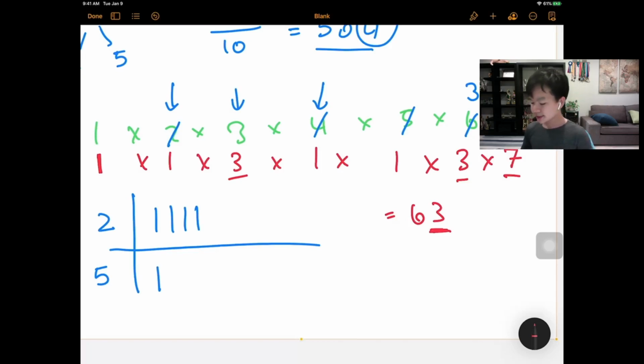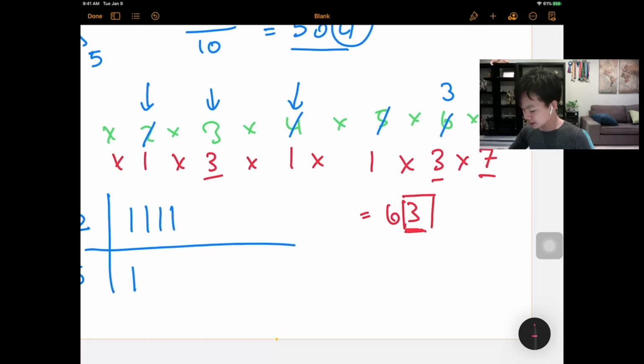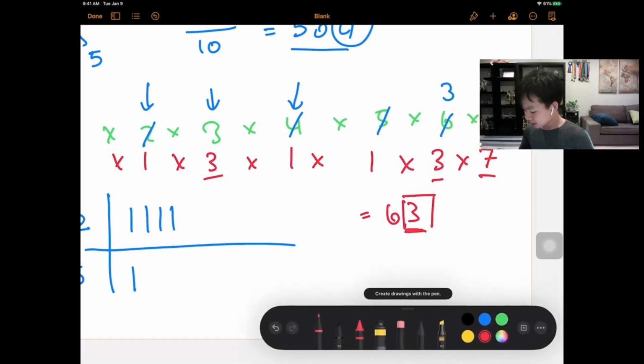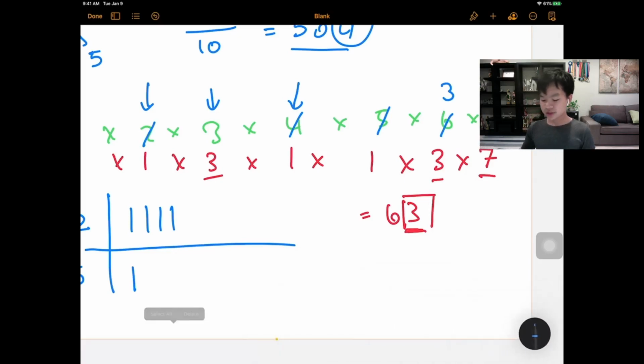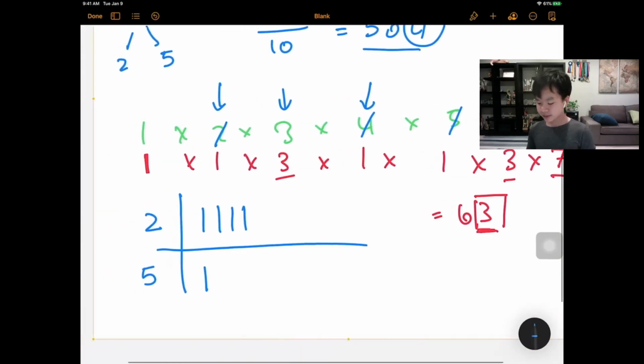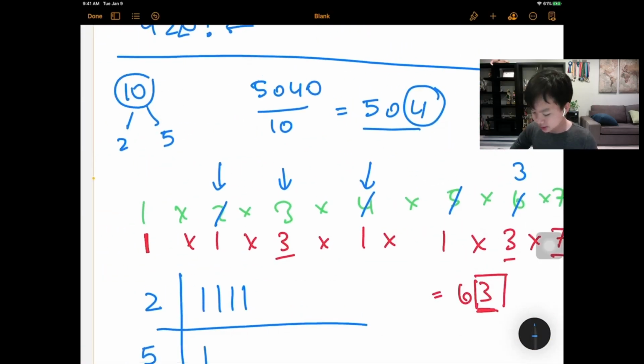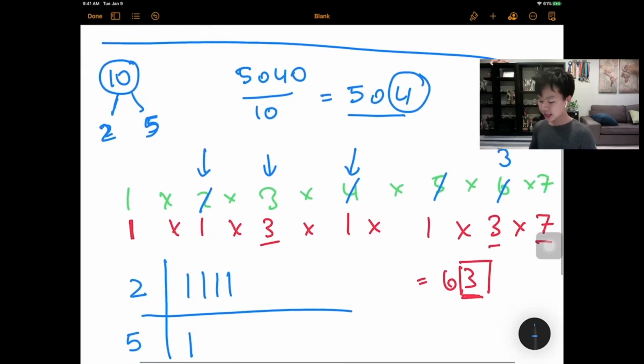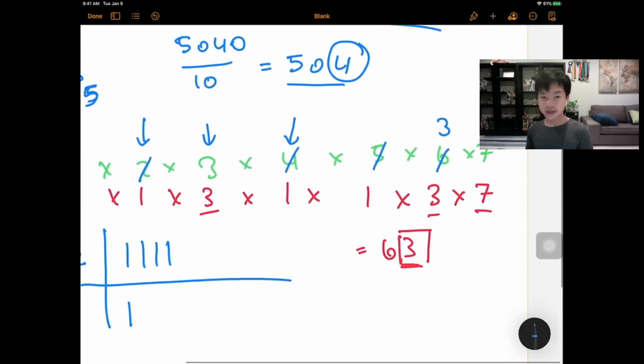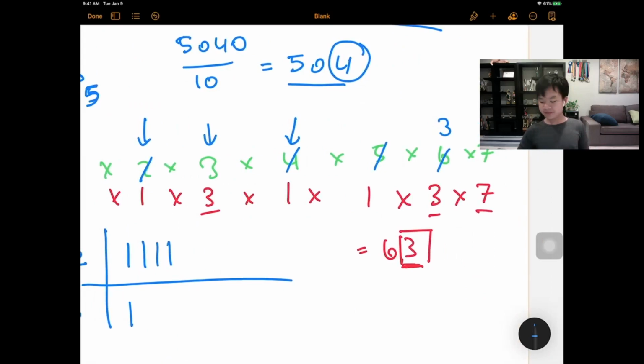And why is this? It's because we took out all the factors of 2 and 5. The last digit would be zero only if the number is divisible by 10. But if we already removed all the factors of 2 and 5, it is guaranteed that the rest of the product would end in a non-zero digit.